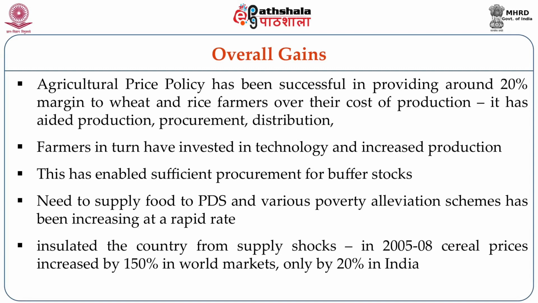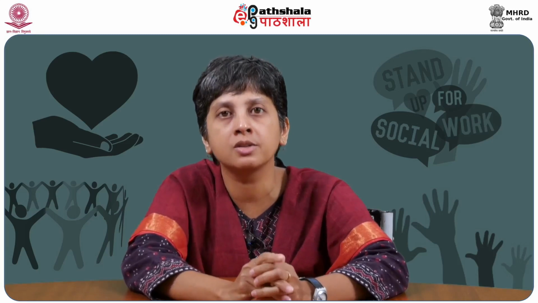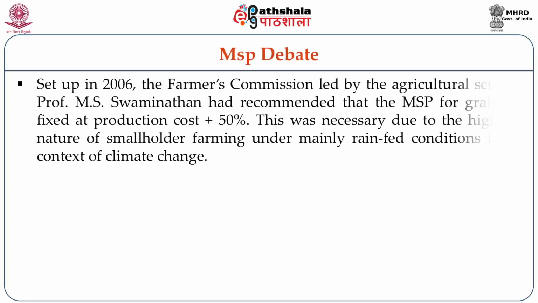This has enabled sufficient procurement for buffer stocks. The current debate around the minimum support price throws some light on both the advantages and disadvantages of supporting farmers through only one particular subsidy instrument, which is price policy support. Set up in 2006, the Farmers Commission, led by the eminent agricultural scientist Professor M.S. Swaminathan, had recommended that the MSP for grains be fixed at production cost plus 50%.